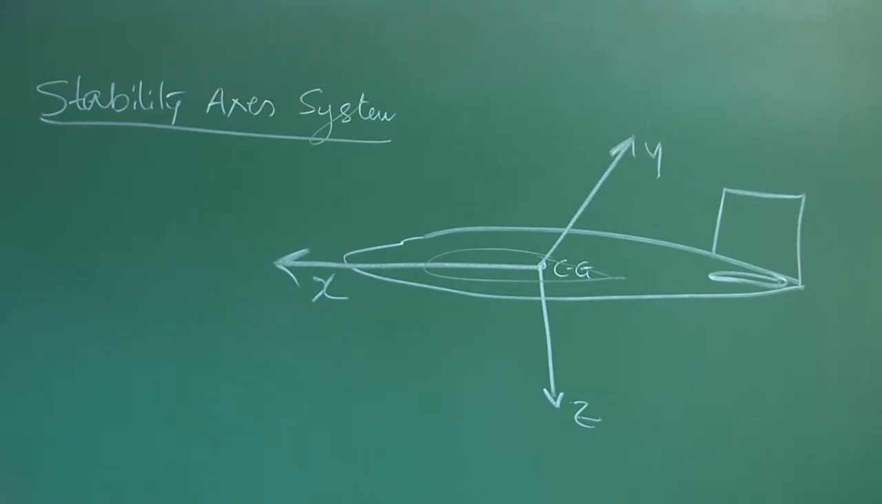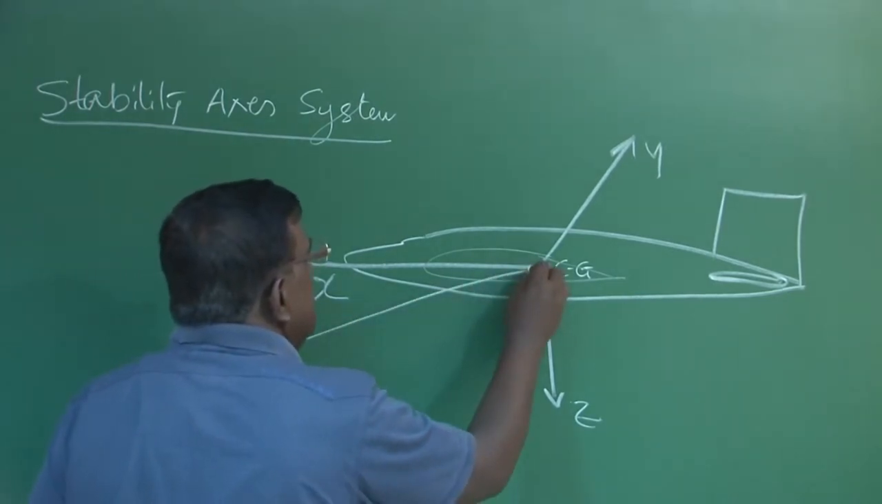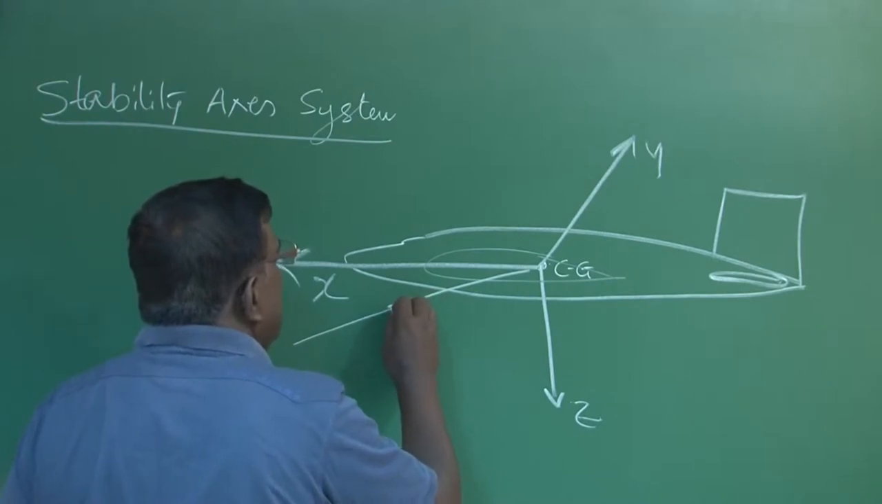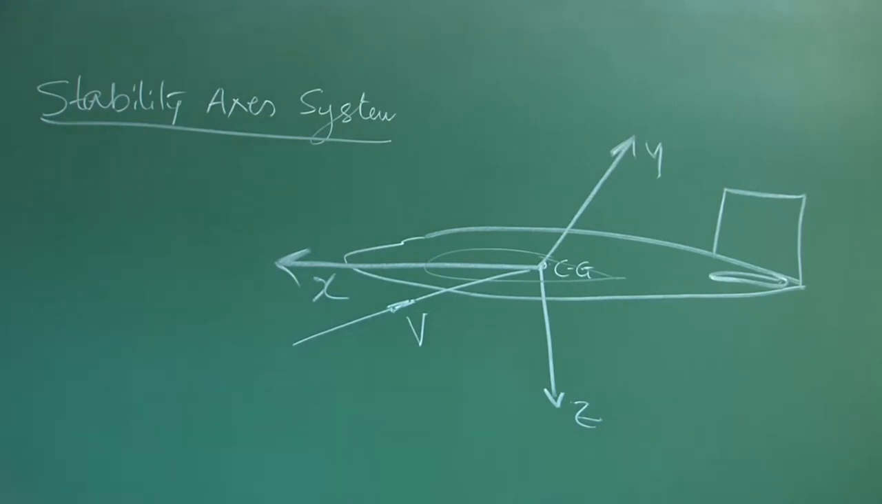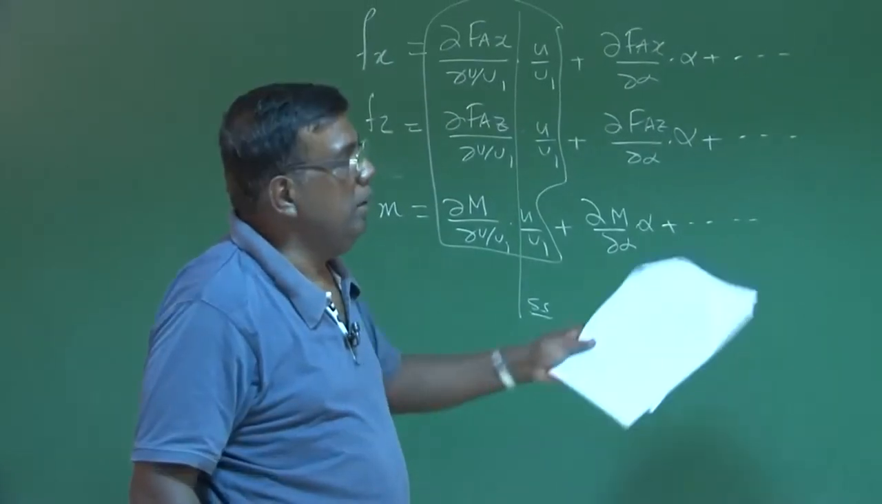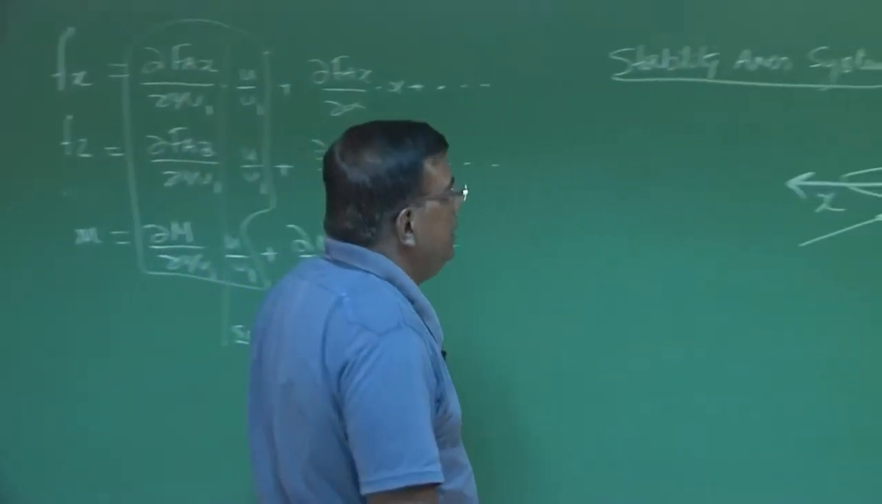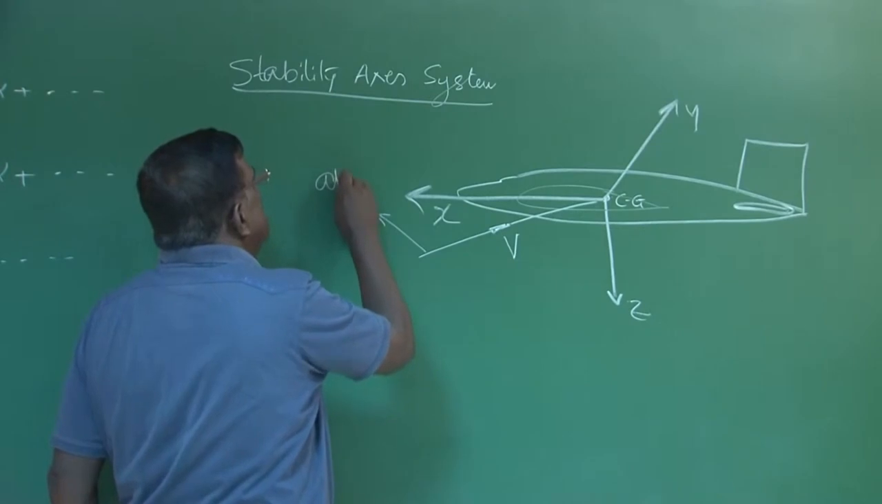However, once we talk about a stability axis system, we have to understand one thing very clearly. What is that? Let us understand. This is the airplane. Let's say at steady state, this airplane is flying at a speed V. This is the relative airspeed. The airplane is going like this with the angle of attack, and the direction of its relative airspeed we have shown like this. This is the condition at steady state. This is important.